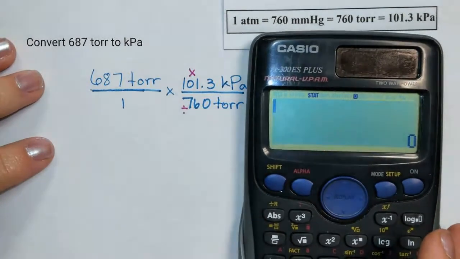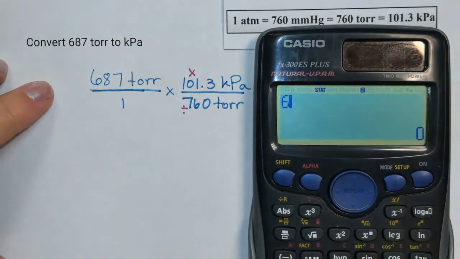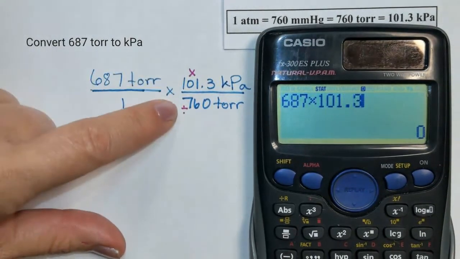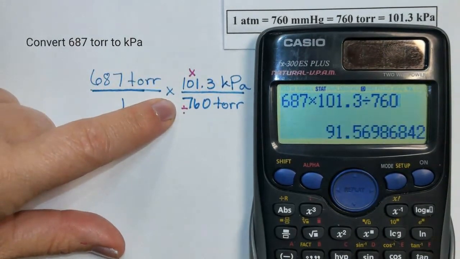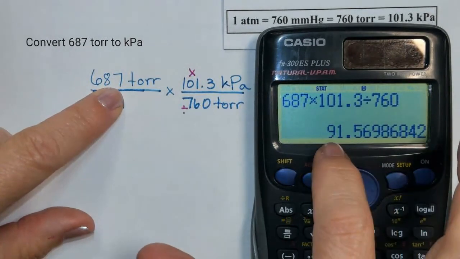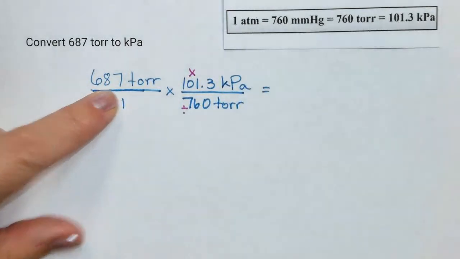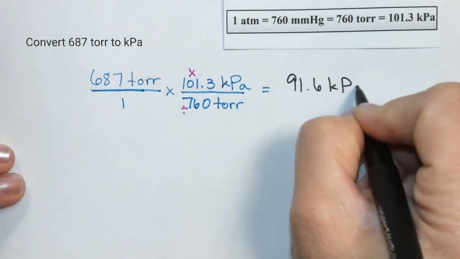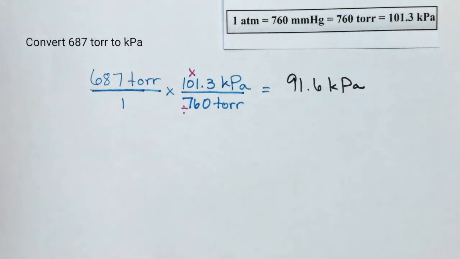You can also do the fraction if you want to, but I'm going to just type it in separately. 687 times 101.3 divided by 760 equals, and so 3 sig figs means I want 3 sig figs, so it'll be 91.6 kilopascals is the final answer. And that is how you do pressure conversions.